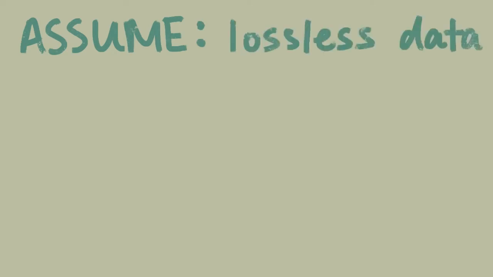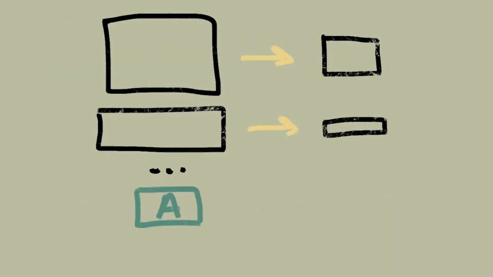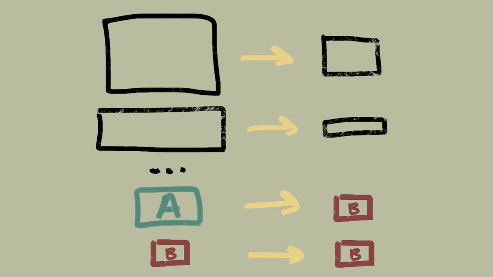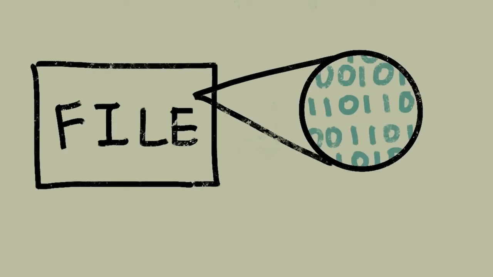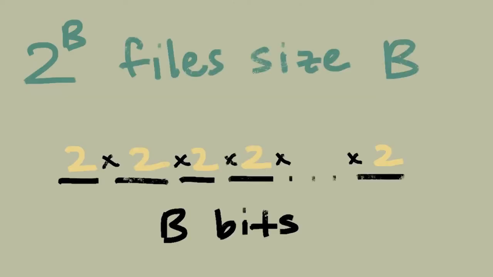To start off, assume for the sake of contradiction that lossless data compression algorithms never make a file bigger than it originally was, because that would be counterintuitive. If A is the minimum file size that compresses to something smaller, let A compress to B. Notice how all files of size B cannot be compressed further because A is the smallest file size that can be compressed. Let files be represented using bits. Note that there are 2 to the B possible files of size B because each bit can be either 0 or 1.